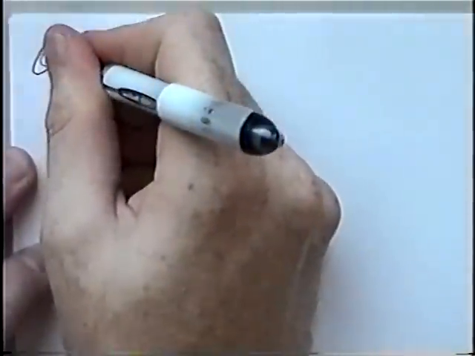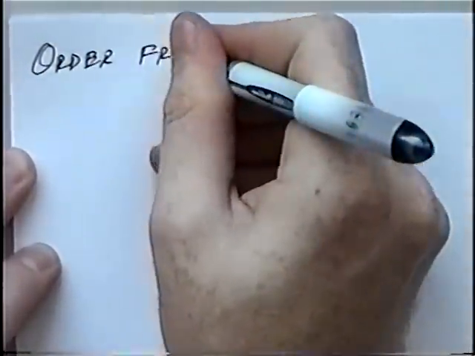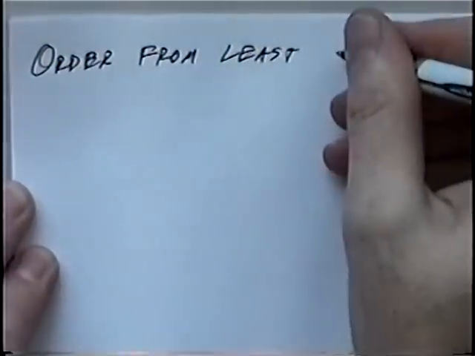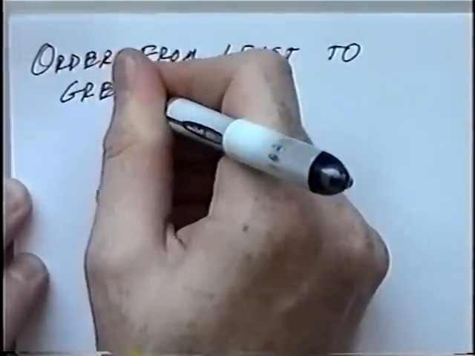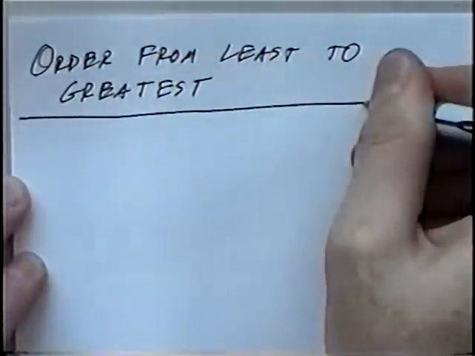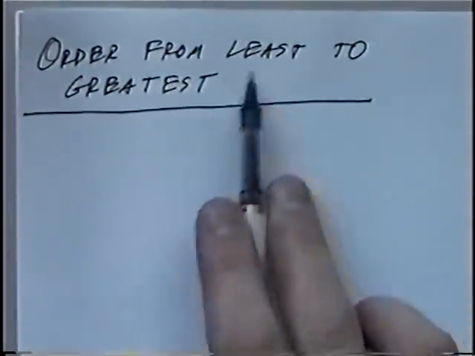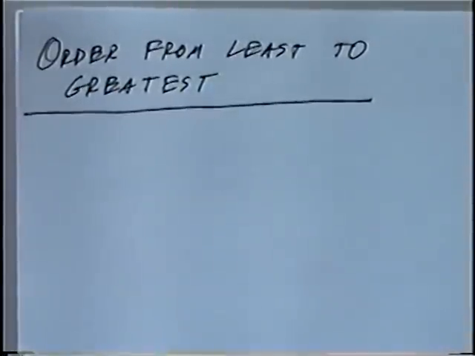Title of the first section is Order from least to greatest. Order from least to greatest. In other words, we're going to order from smallest to biggest.